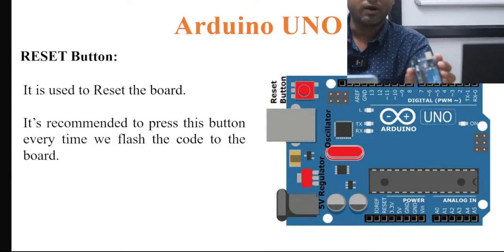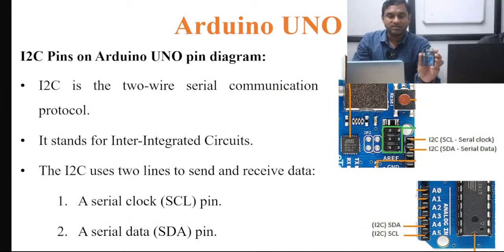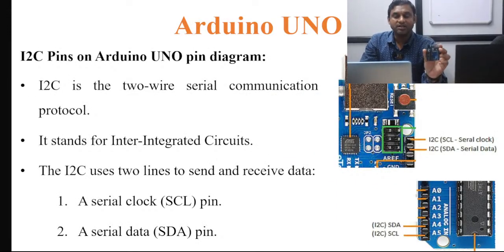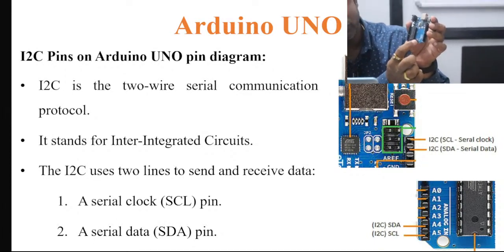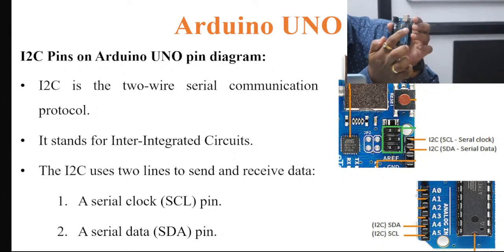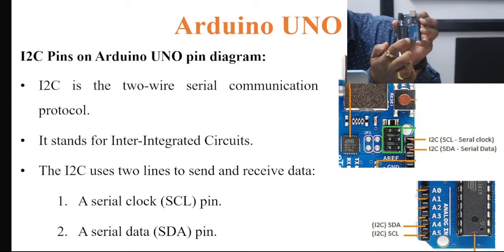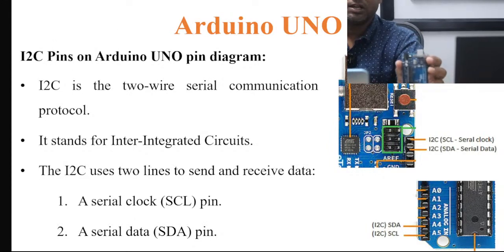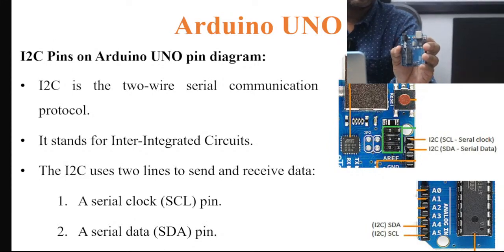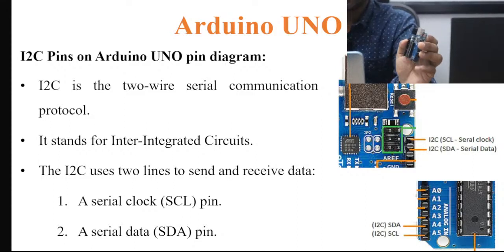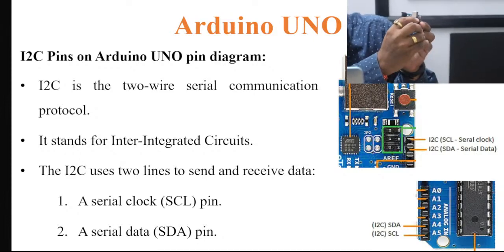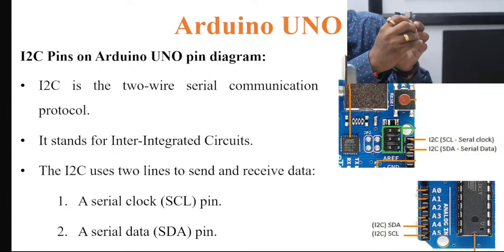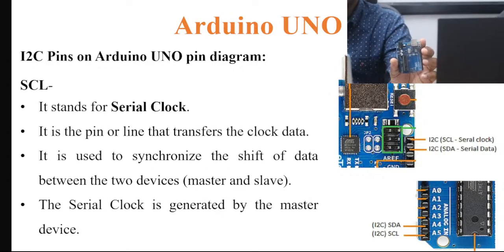Then there are two sets of I2C pins. I2C stands for inter-integrated circuits. You can see here one I2C pin and this is also an I2C pin. Basically it is used to send and receive data. In this figure, this is called the serial clock, and this is called your serial data. Then move to the next slide.